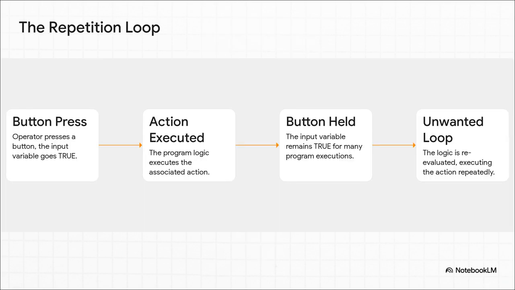And this is where it gets messy. Imagine an operator just holds a button down for half a second. To the PLC, with its crazy fast scan time, it sees the input is true and executes the action. Then it scans again, like a microsecond later, sees it's still true and runs the action again, and again, and again, literally thousands of times before that button is even let go. And that can cause some huge, unexpected problems.